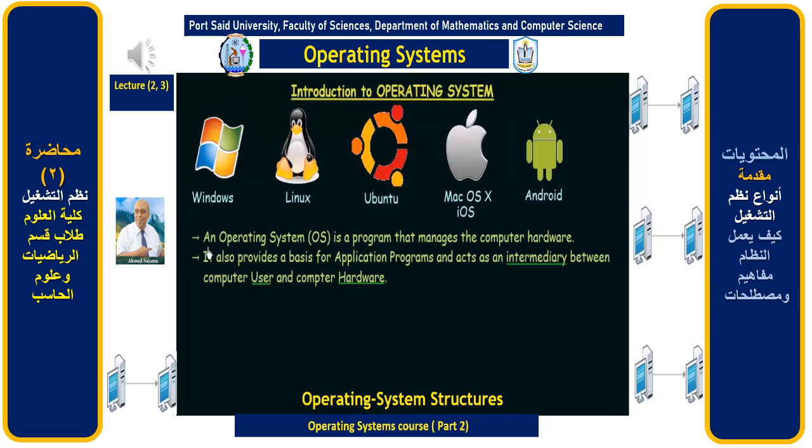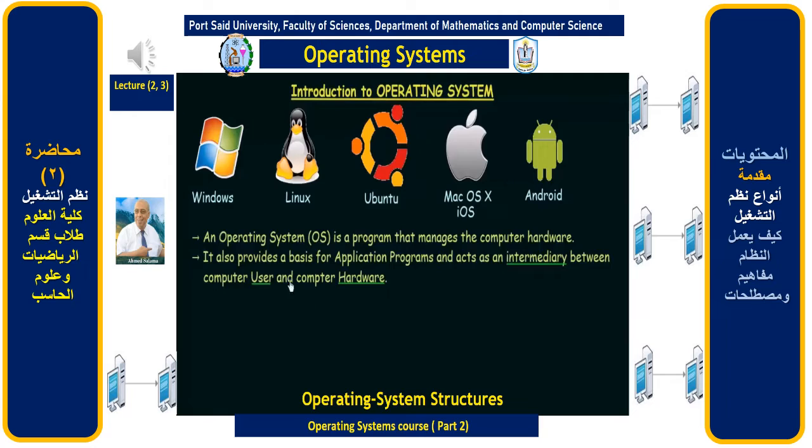Here it says that an operating system, also abbreviated as OS, is a program that manages the computer hardware. It also provides a basis for application programs and acts as an intermediary between the computer user and the computer hardware. Before we understand these two lines, I will be explaining it to you with a diagram.